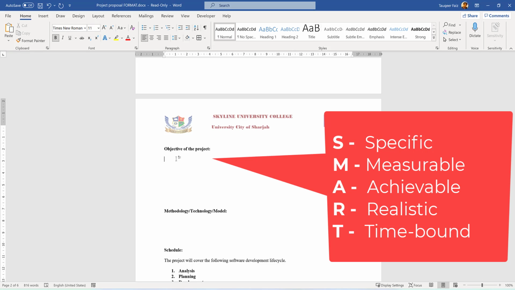Now just remember this word, SMART. In SMART, S means you need to be very specific. M means your project should be measurable. A means your project should be achievable. R means the project is realistic. And T means it is time bound.